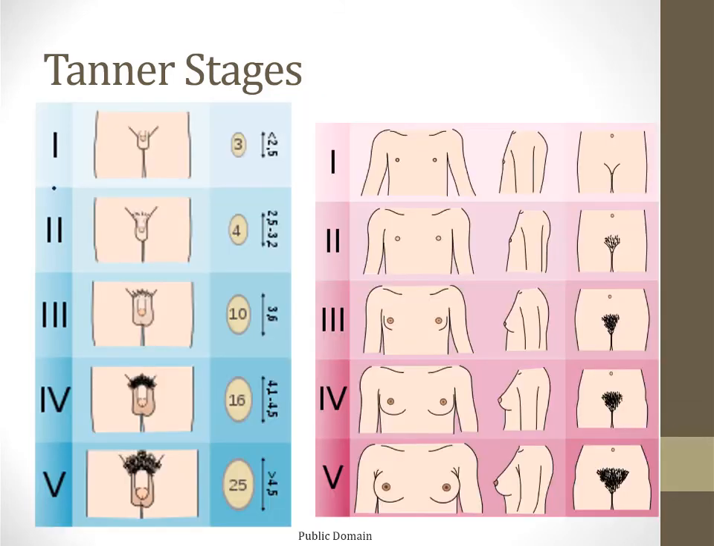Shown on this slide are the Tanner stages. On the left are the Tanner stages for male genitalia. Stage 1 is prepuberty. Stage 5 is full adult male genitalia. Stages 2 through 4 are in between. On the right side of the screen, we have female Tanner stages. We have the Tanner stages for the breasts and the pubic hair. Stage 1 is prepuberty once again, and stage 5 is full adult sex characteristics.